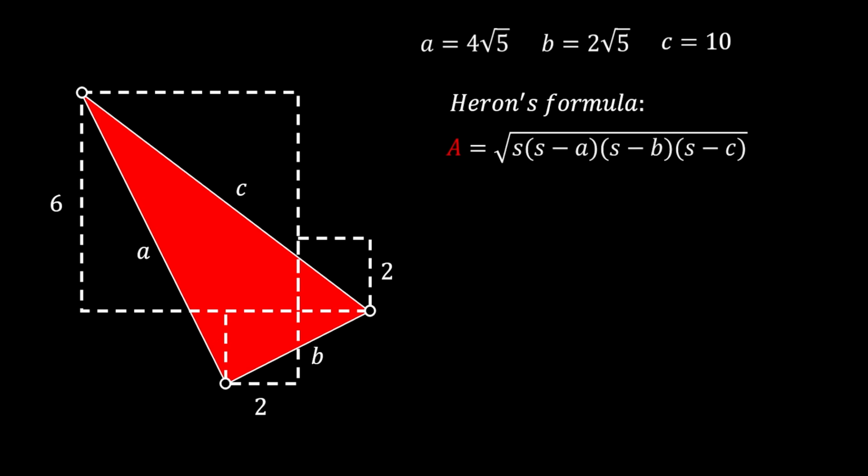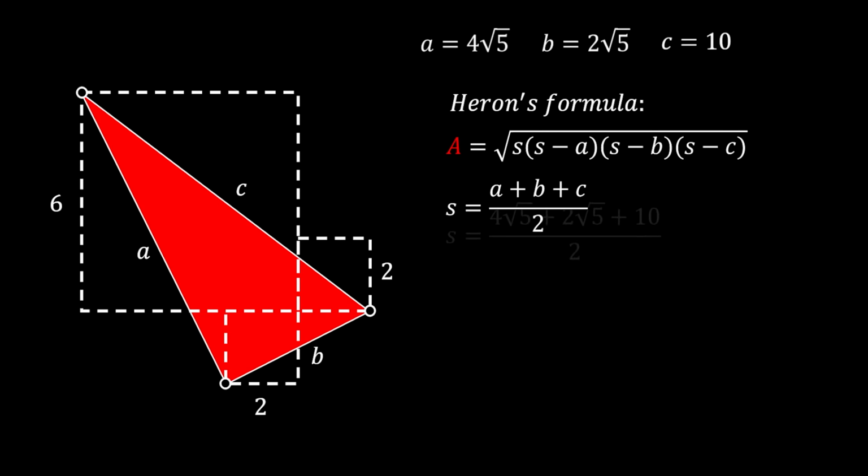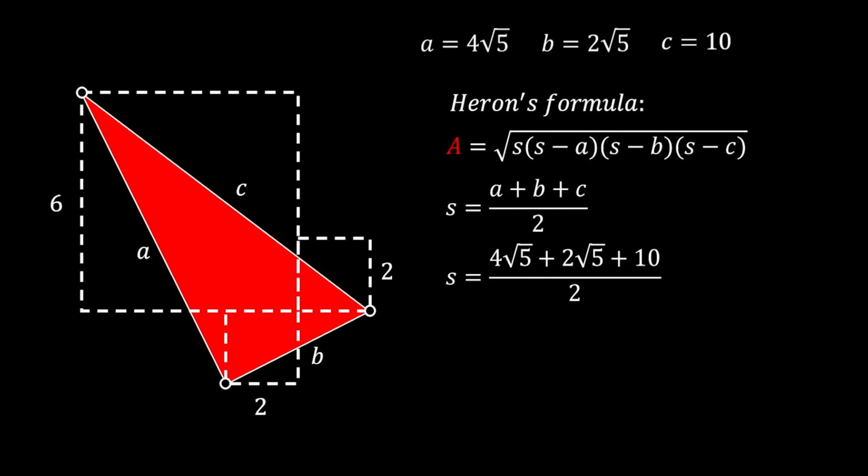Heron's formula states that the area of any triangle is equal to the square root of S times quantity of S minus A times quantity of S minus B times quantity of S minus C, where S represents the semi-perimeter of our triangle, so we can calculate it as the perimeter over 2. Now, if we substitute our values for A, B and C, we will get the following. We can, of course, simplify this, and if we divide both our terms with 2, we will get that S is equal to 3 square root of 5 plus 5.